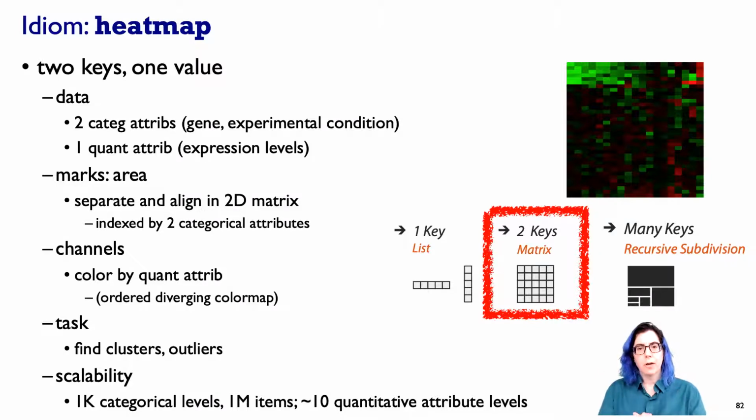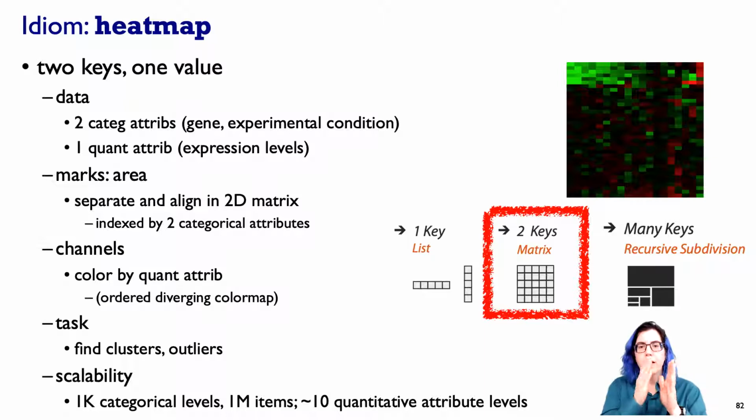In this case, going back to that running example, you've got a gene and an experimental condition, and those are two categorical attributes. And then you've got this quantitative attribute of basically how much the gene was doing its gene job. It's called gene expression. And we're trying to show that in a little box.